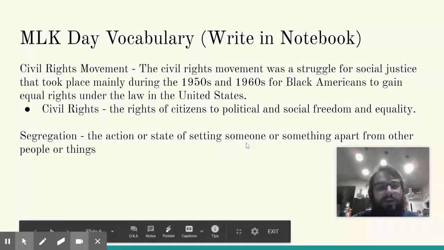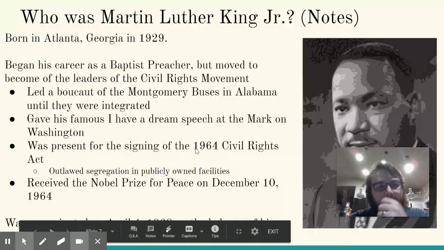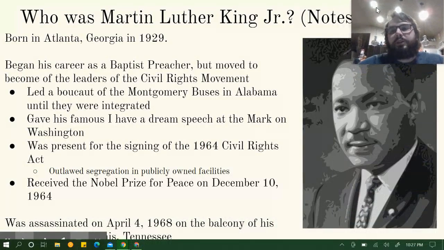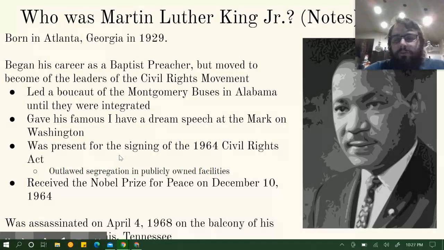All right, welcome back. Let's go ahead and keep moving. Next we just have some quick notes for you guys over Martin Luther King Jr. Who was he? If you didn't know, just some quick background information. He was born in Atlanta, Georgia in 1929. He began his career as a Baptist preacher. That's what he started out as.